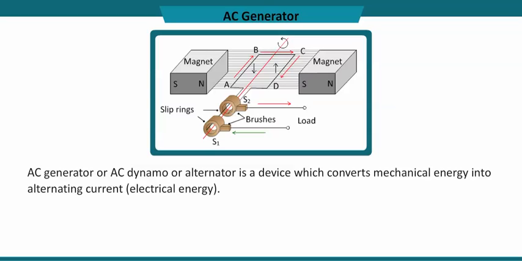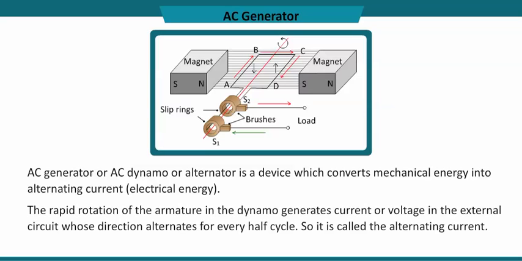If the loop is rotated in anti-clockwise direction, the AB goes down and CD comes up, and so the current flows from A to B and C to D, from S1 to S2 for the first half rotation. When ABCD turns 180 degrees, the position of ABCD is interchanged. If the rotation is continued, the current flows from D to C and then B to A, and S2 to S1. The rapid rotation of the armature in the dynamo generates current or voltage in the external circuit whose direction alternates for every half cycle so as to produce an alternating current.